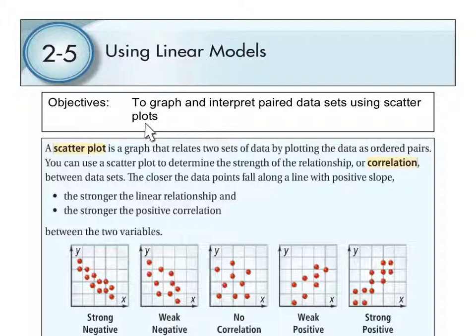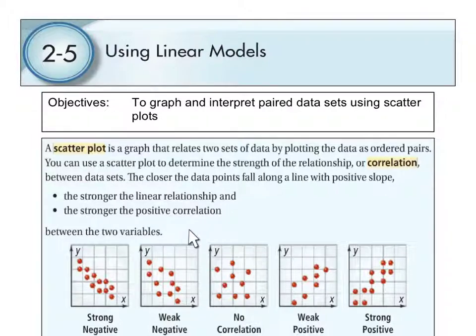A scatter plot's a graph that relates two sets of data by plotting the data as ordered pairs. You can use a scatter plot to determine the strength of a relationship or a correlation. The correlation is going to be an important word you're going to hear over the next couple days in terms of this information. The correlation is the strength of the relationship between data sets. The closer the data points follow along a line with positive slope, the stronger the linear relationship and the stronger the positive correlation between the two variables.